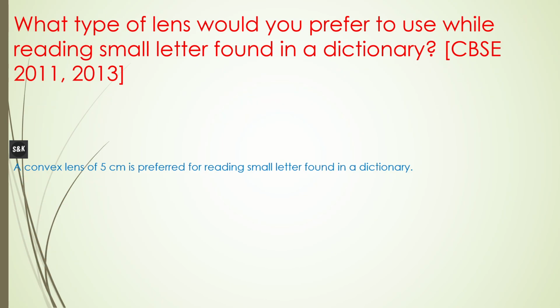Next, what type of lens would you prefer to use while reading small letters found in a dictionary? So a convex lens of 5 centimeter focal length is preferred for reading small letters found in a dictionary.